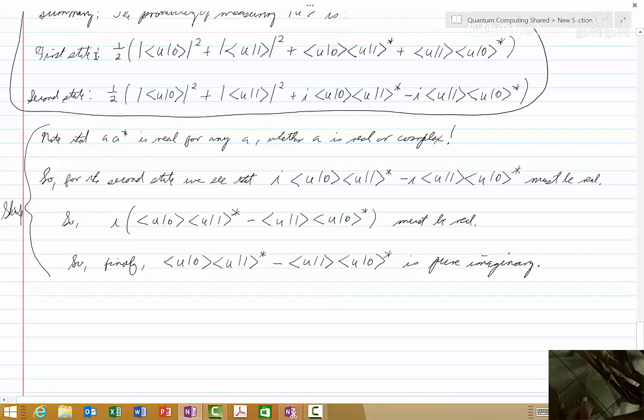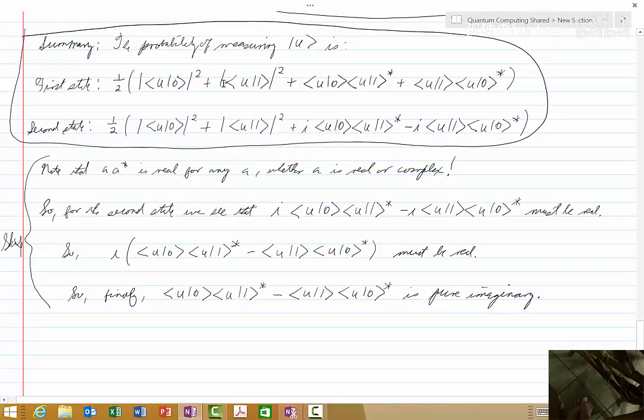again, remember that in the first state, the probability of measuring the ket u is here, and in the second state, the probability of measuring the ket u is this. What we would like to do is to find a u that will make these probabilities different. Remember, we know that if u is equal to the 0 vector, or if u is equal to the 1 vector, we've already seen that these expressions will be the same in that case.